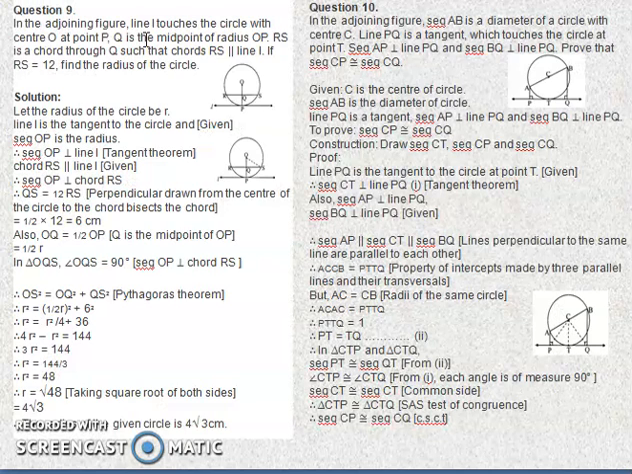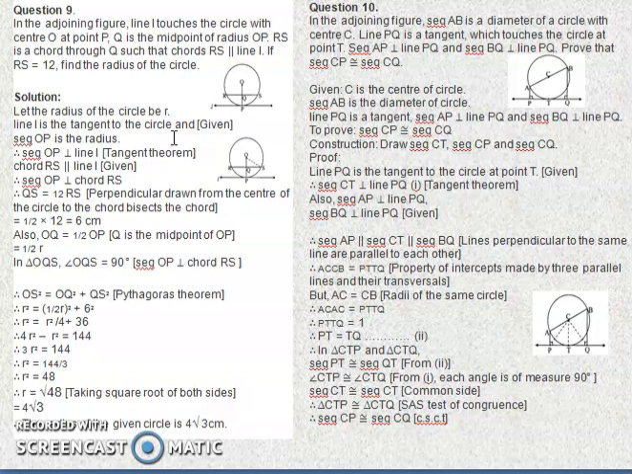In the adjoining figure, a line touches the circle with center O at point P. Q is the midpoint of the radius OP. RS is a chord through Q such that chord RS is parallel to the tangent line. If RS is equal to 12, find the radius of the circle. We have to find the radius of the circle. So let the radius of the circle be R.